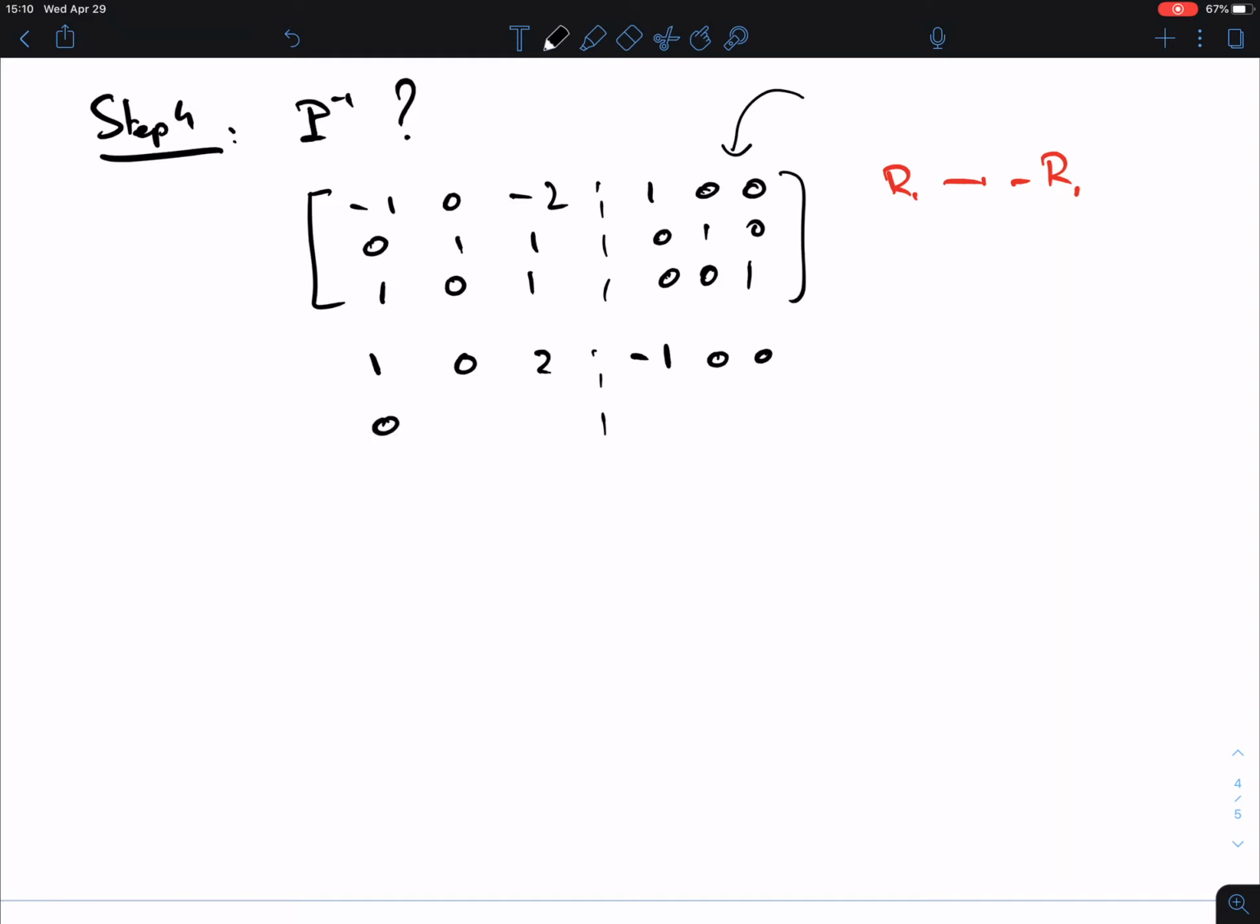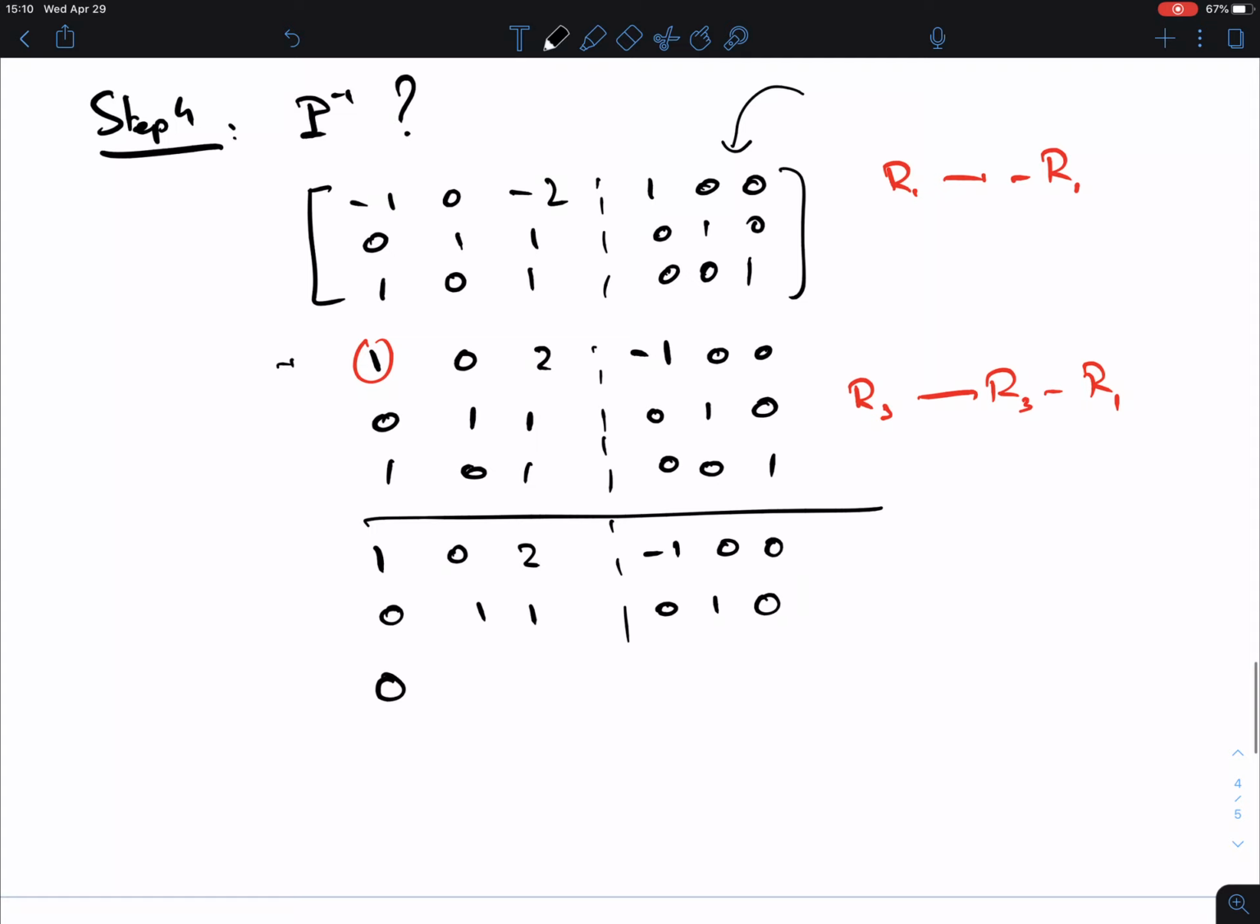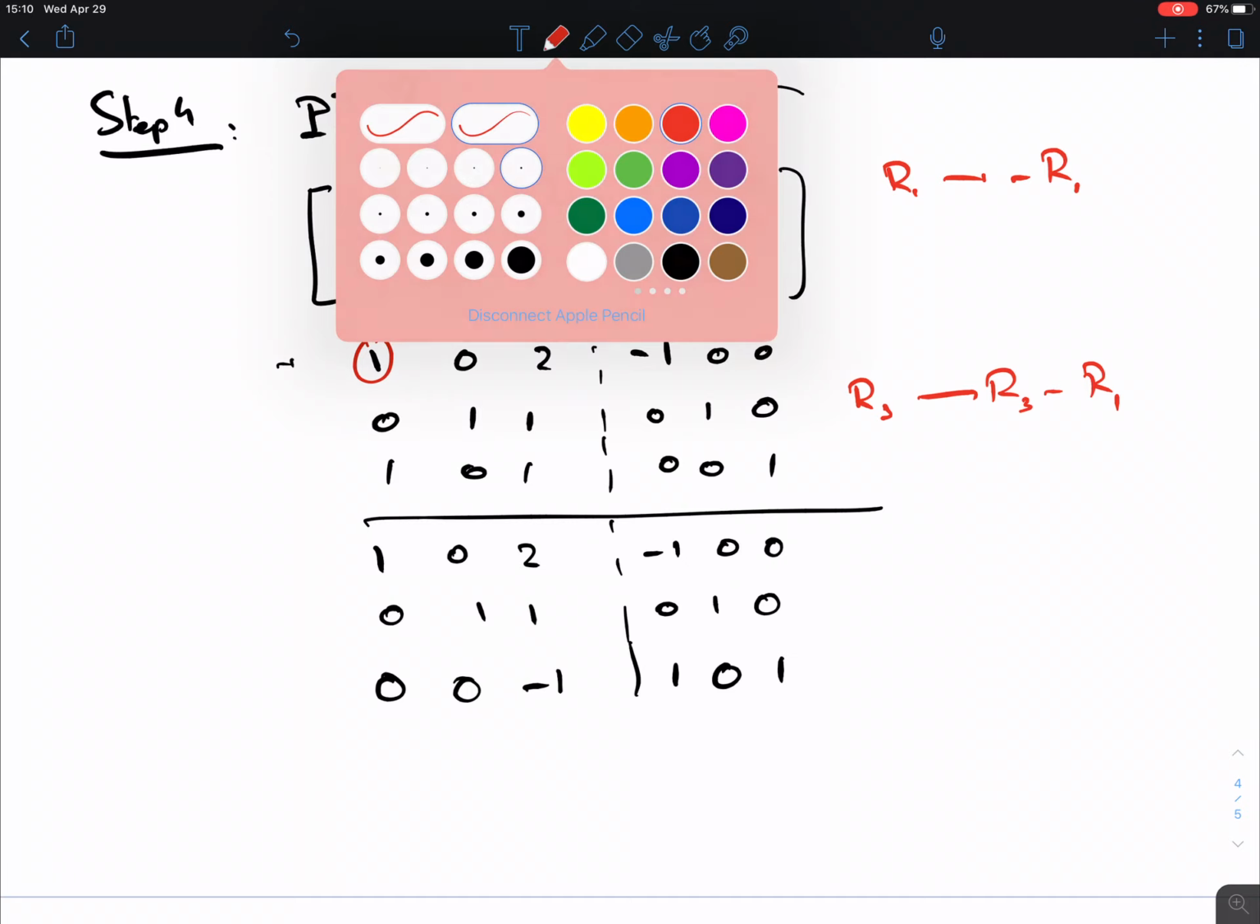Okay, so here 0, 1, 1, 0, 1, 0, 1, 0, 1, 0, 0, 1. Okay. We have our pivot, and so we're going to do row 3 minus row 1. 1, 0, 2, negative 1, 0, 0, 0, 1, 1, 0, 1, 0. So negative 1, so that's a 0. We have 0. Negative 2 plus 1 is negative 1. Negative 1 times negative 1 is 1. That's just a 0, and that's just a 1. Great. Oh, we're almost done. We have to change the sign of the third row.